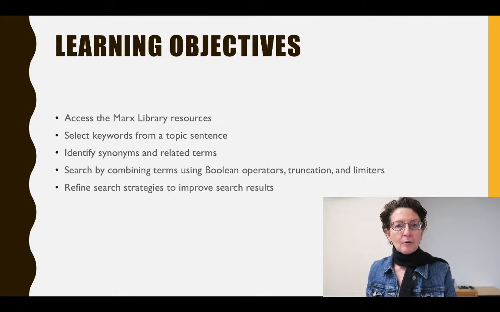You'll learn how to pull keywords from a well-written topic sentence, and for each keyword, you're going to identify synonyms and related terms. Those are going to be used to create a search string. You'll combine those search terms and use limiters to refine your search strategy. And finally, you'll learn how to refine the search results, the search strategy, to improve your search results.